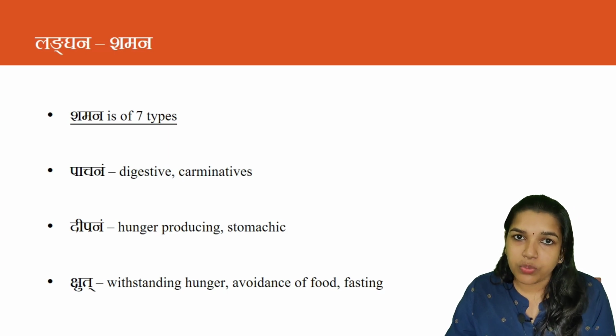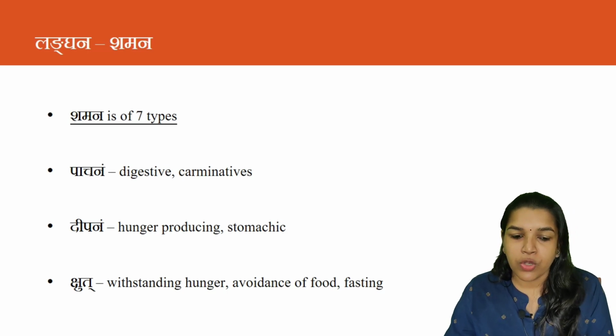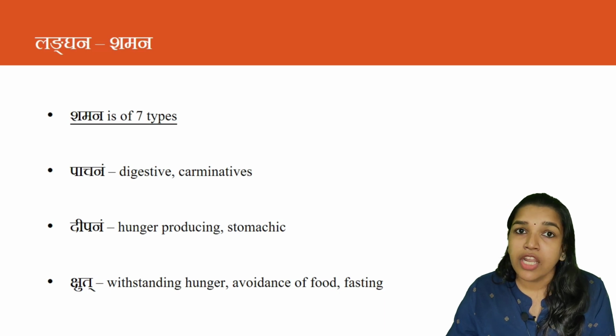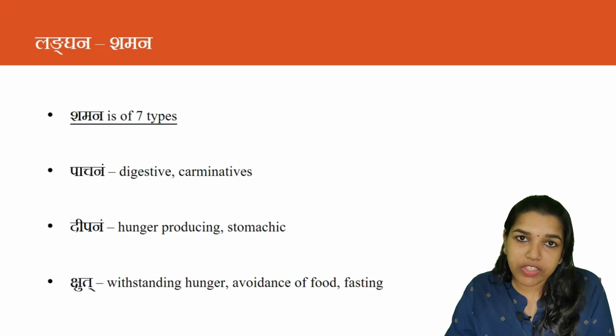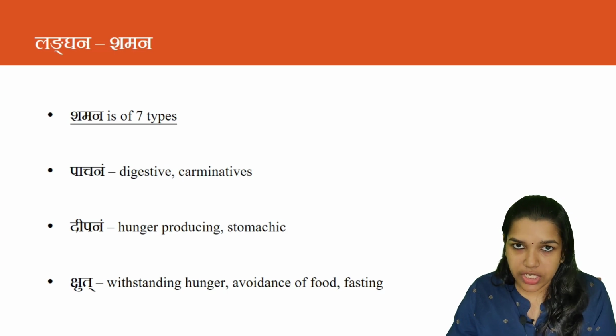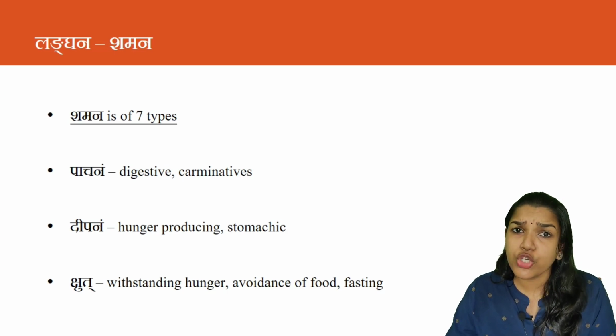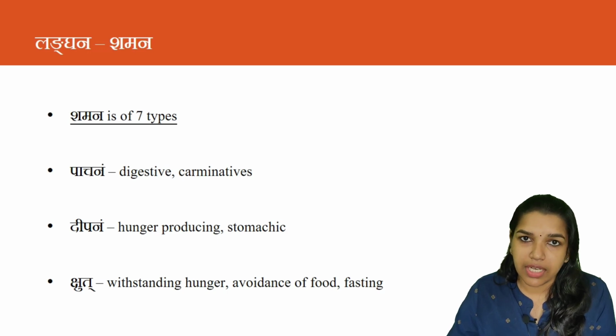So when Agni is proper, Agni is normal, then only the proper Pachana, or the proper digestion of the food we have consumed, will be taking place. So Deepana and Pachana come under the Shamana variety of Lankhana. Then Kshut. Lankhana means we have to get depleted, or lose the weight, or reduce the bulk, and the lightness or laghutva of the Sharira should be attained. So Kshut is also one type of Shamana, a type of Lankhana, that is withstanding the hunger.